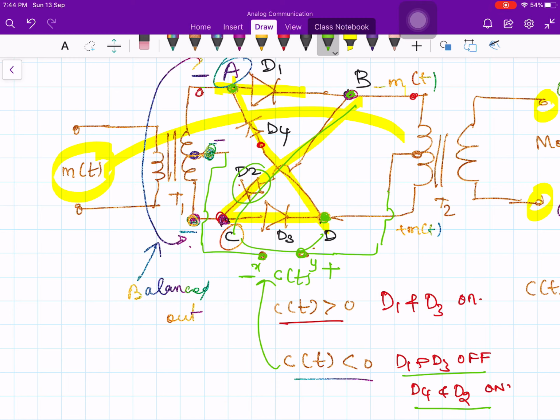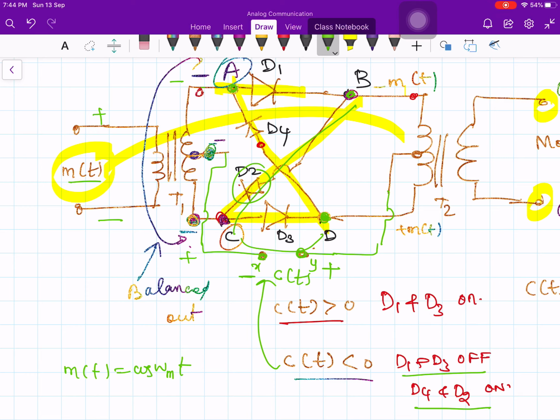Okay, so now what happens during the positive half cycle? A is positive and C is negative. If M of t is given, let us say this is positive and this is negative, then here it appears negative and positive. 180-degree phase shift. Recall from your transformer operating principle. So effectively M of t is multiplied by -1. Just for the sake of it, let us say M of t is equal to cos omega mt, like this.